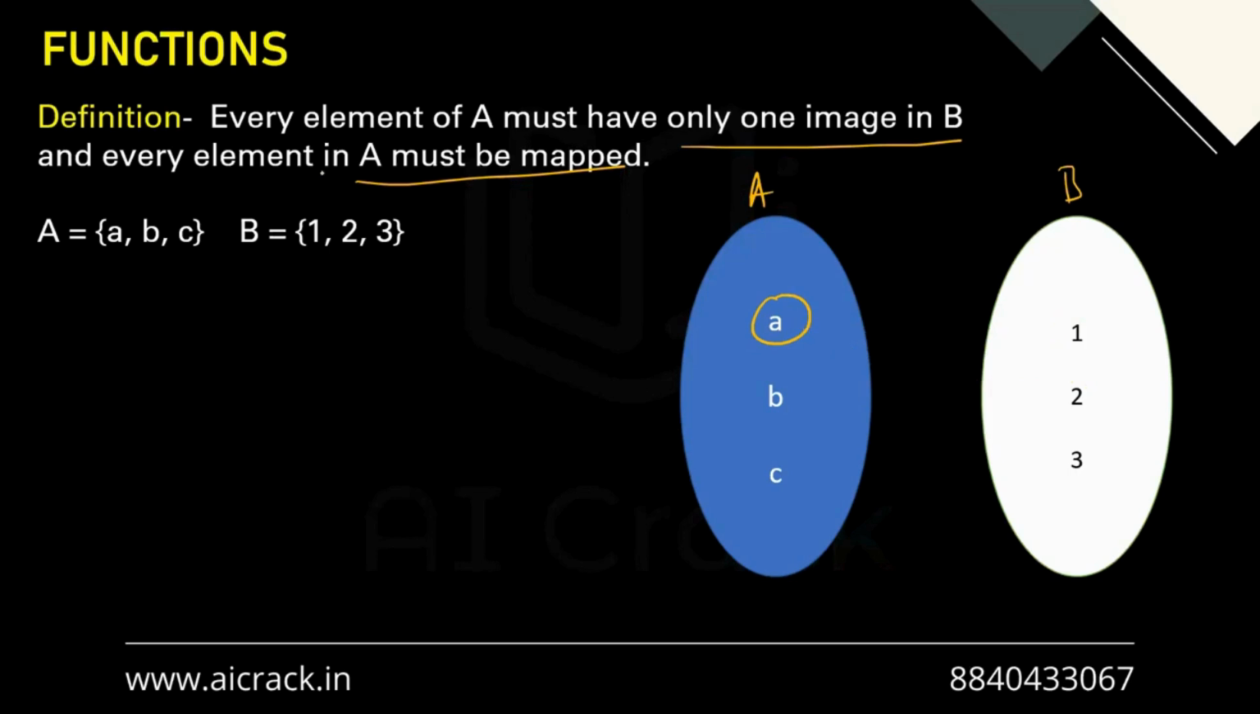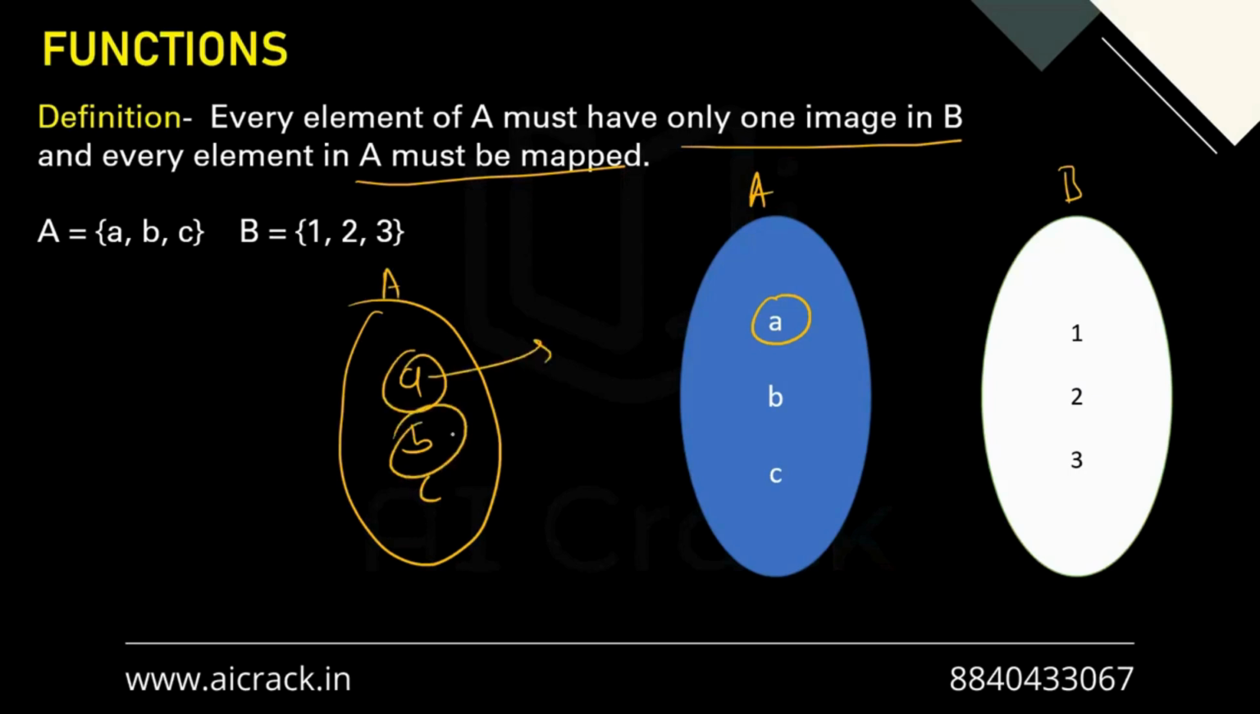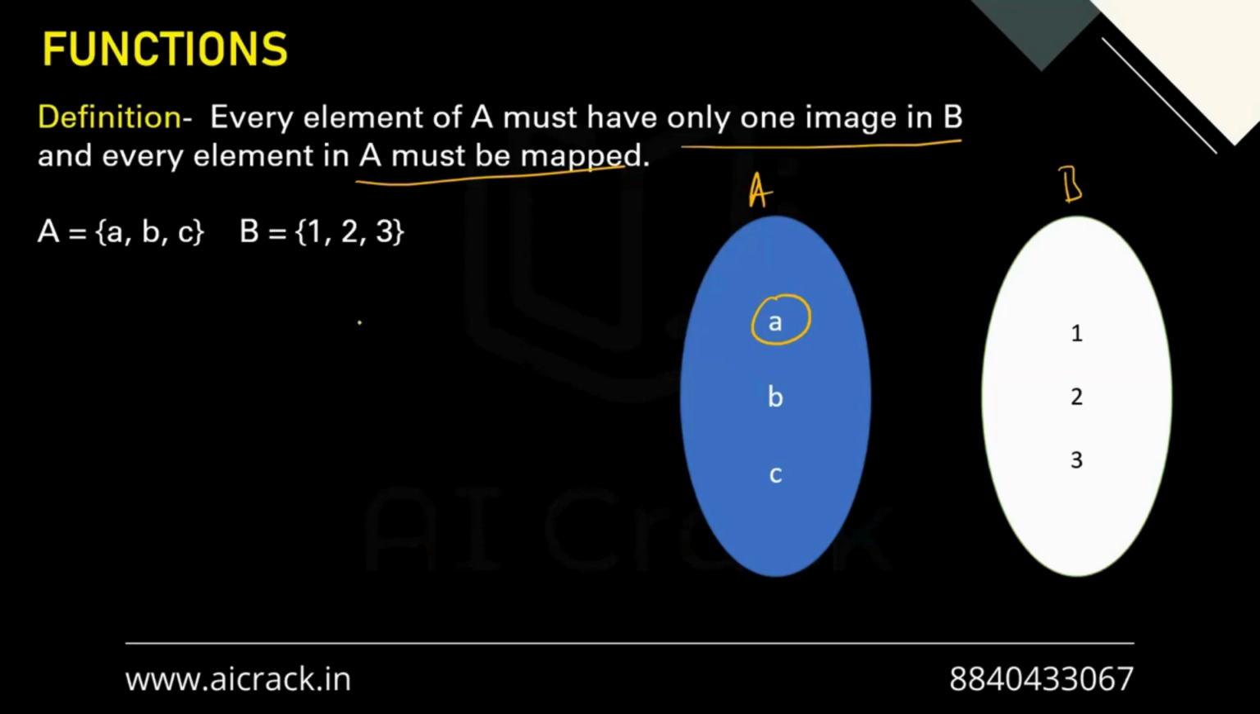Now, what do we mean by this second one? Every element in A must be mapped. Now, if you remember, in case of relations, if this was set A, then we could do just this one. We could leave this one C element, and still the definition of relation was satisfied, right? But in case of functions, this is not allowed. In case of functions, every element of A should have a mapping starting from there. It could be this way or it could be this way. Both ways it is fine, but every element of A must be mapped, right?